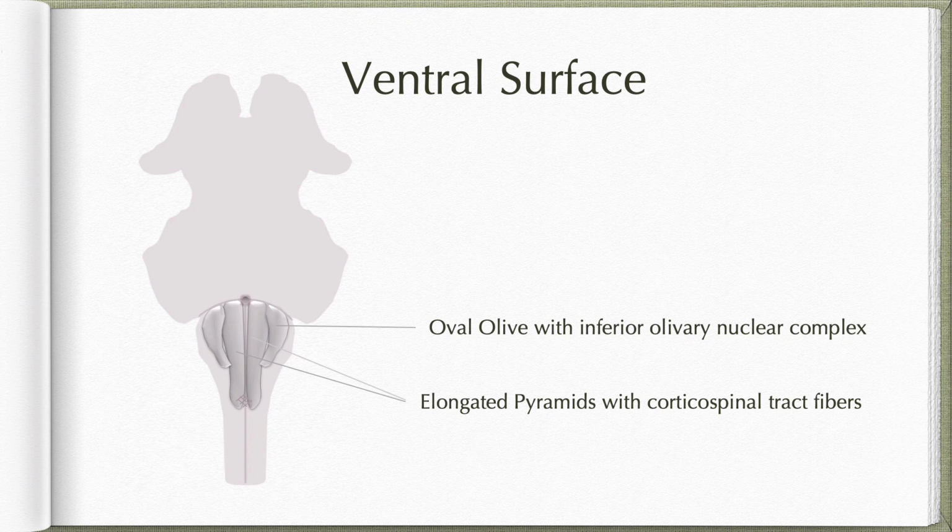Between the pyramids and olive, we have ventrolateral sulcus, and lateral to olive, we have dorsolateral sulcus. Both of these are again continuous with the same named sulci on the surface of spinal cord. Again, similar to the sulci on the surface of spinal cord, both these sulci will also mark the point of entry or exit for the cranial nerves.